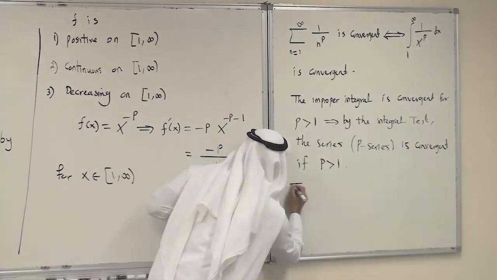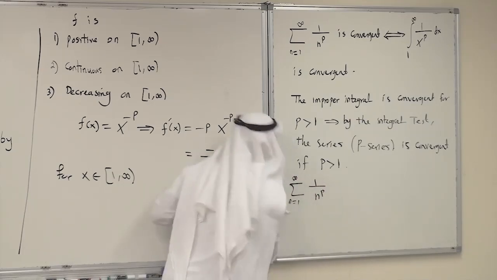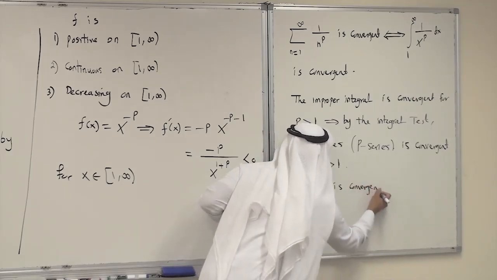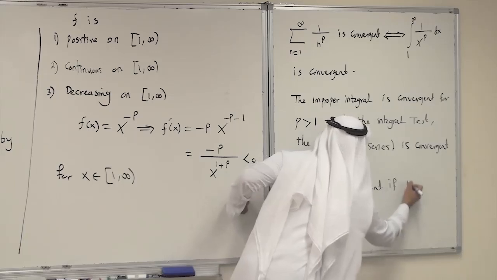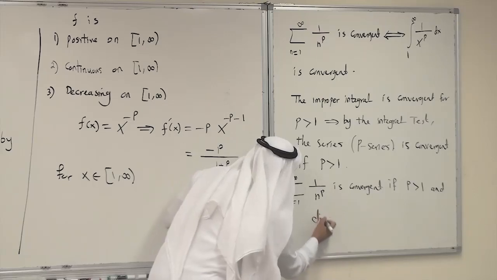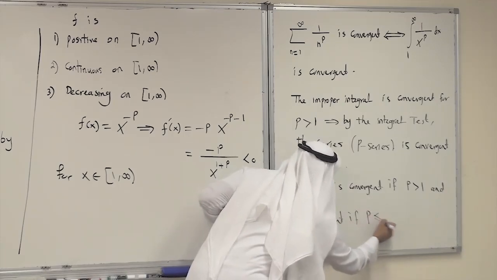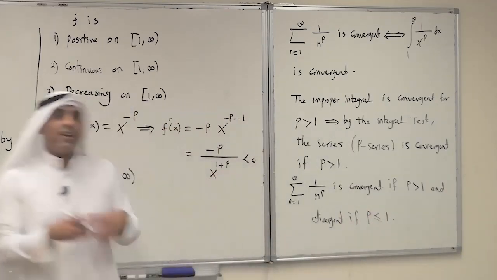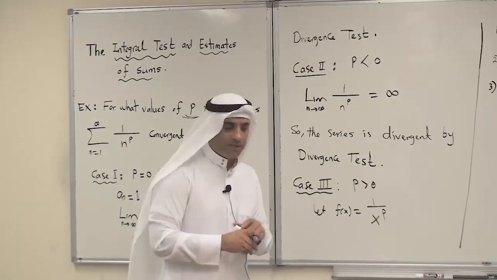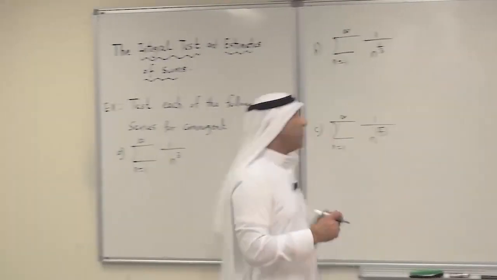This series, n equal to 1 up to infinity, 1 over n to the power p, which is called the p series, is convergent if P is greater than 1, and not only this, divergent if we have P less than or equal to 1. So this adds a very famous type of series. By looking, we can answer the question whether it is convergent or divergent, and we will see this in the following example. Now let us see a direct application of the example we did now.